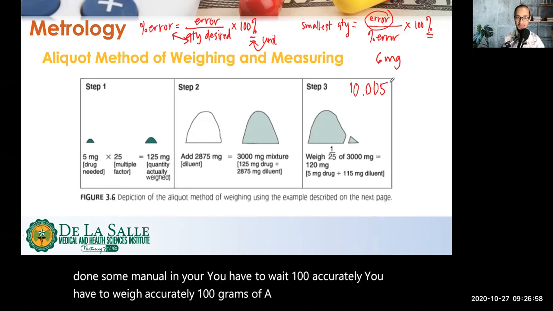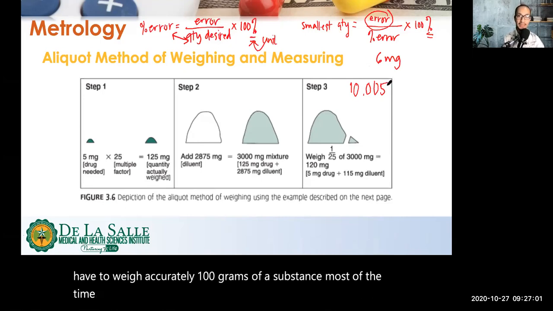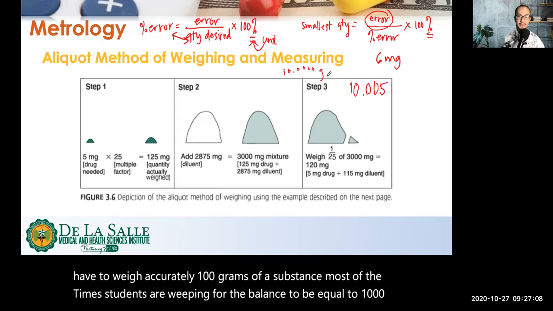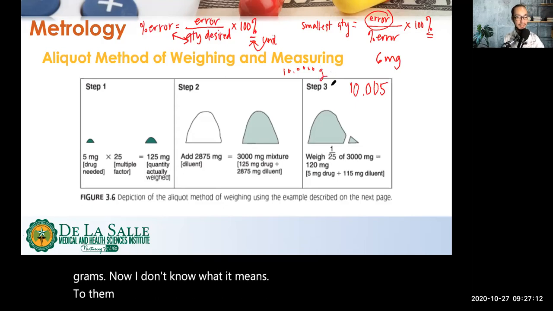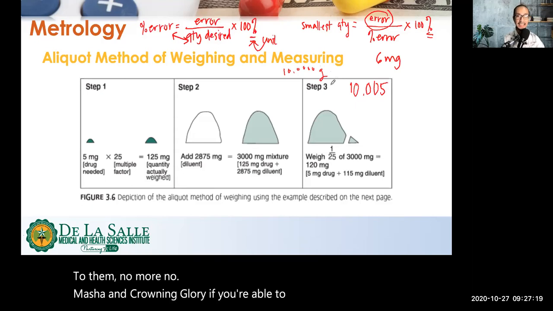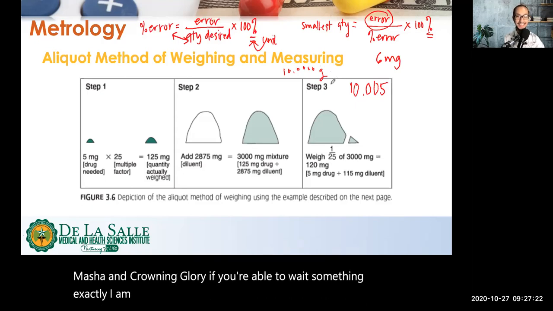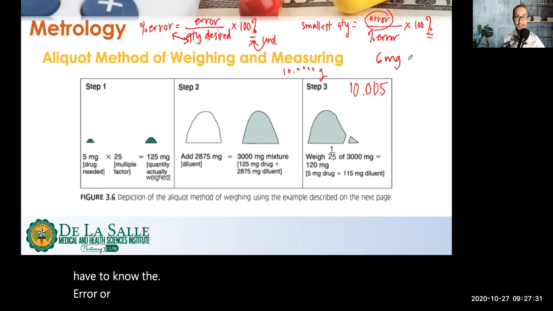Most of the time, students are waiting for the balance to read exactly 10.0000 grams. I don't know what it means to them, it looks like a crowning glory. If you're able to weigh something exactly, to the last digit, okay, but it is not necessary. And you have to know the error, or the maximum potential error, of the measurement.